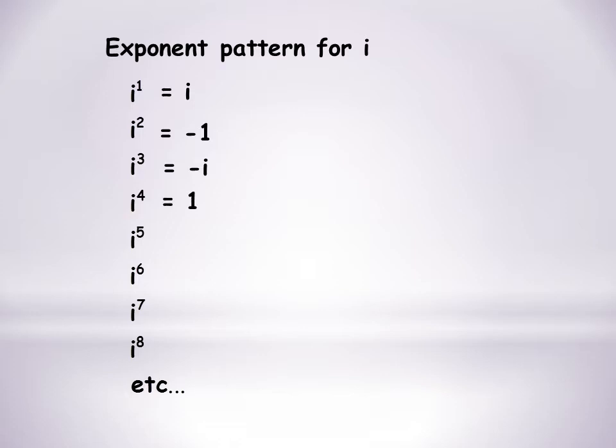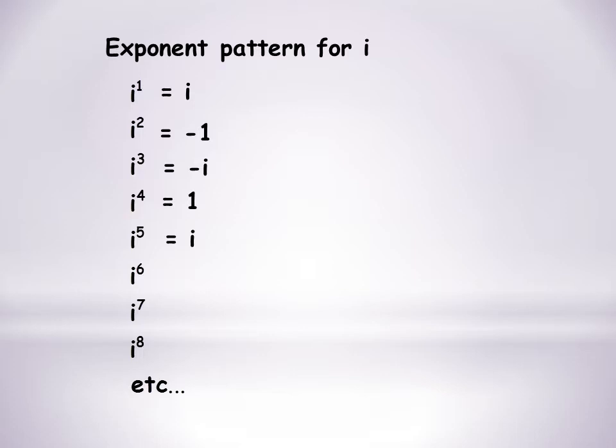So let's take a look at what the pattern is for simplifying i. We know i to the 1 is simply i. We also know that i squared is -1. Well, i to the third can be written as i squared times i, so that would be -1 times i, which is -i. i to the fourth I could write as i squared times i squared, so that will be +1. i to the fifth can be written as i to the fourth, which is 1, times i to the 1, which is i, so this would be simply i.